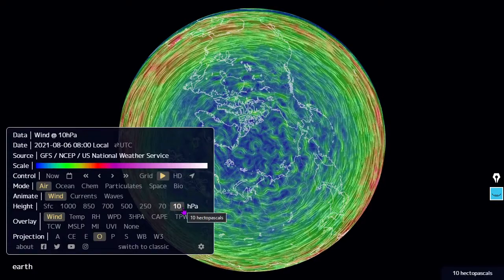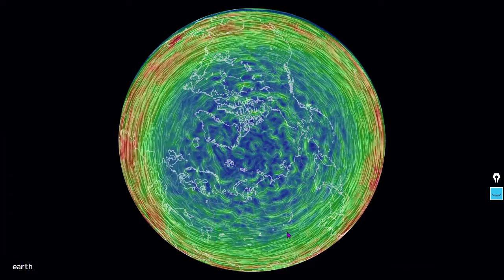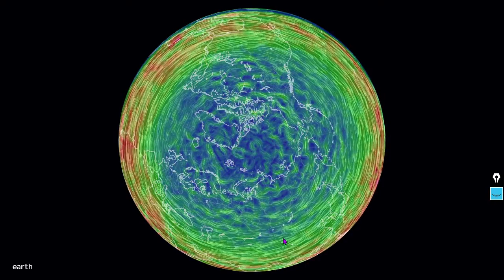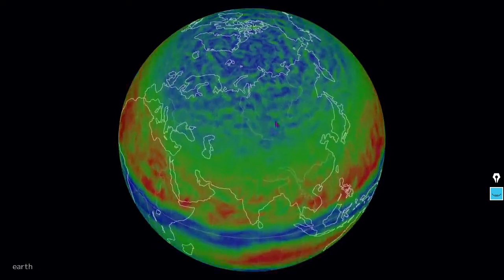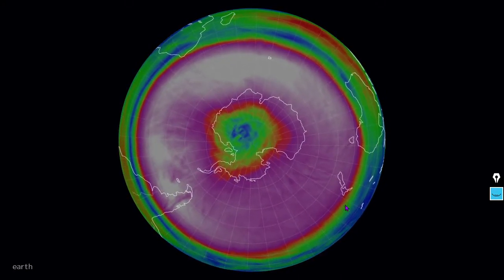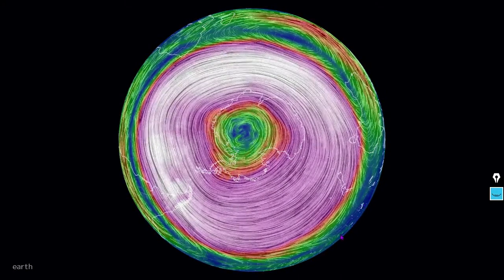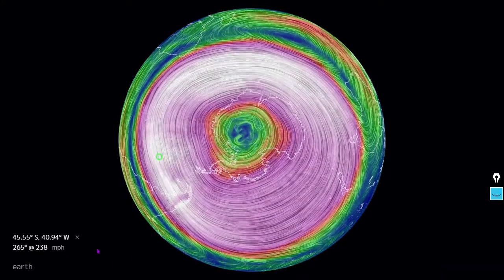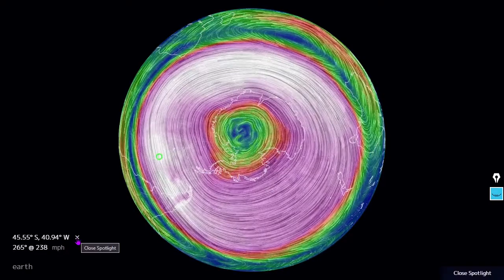I just wanted to bring this up because this is sort of one of the components of global weather. And as the hemispheres transition from summer into winter, we see these systems changing. So here's the much more concentrated 10 hectopascal winds. And by the way, the wind speeds at that pressure, 238 miles per hour there.